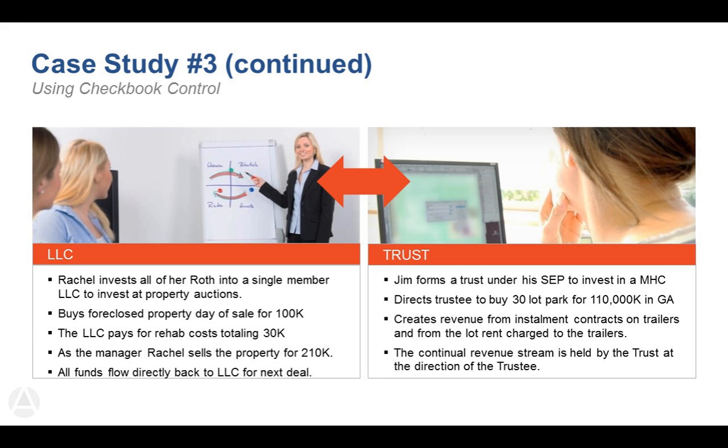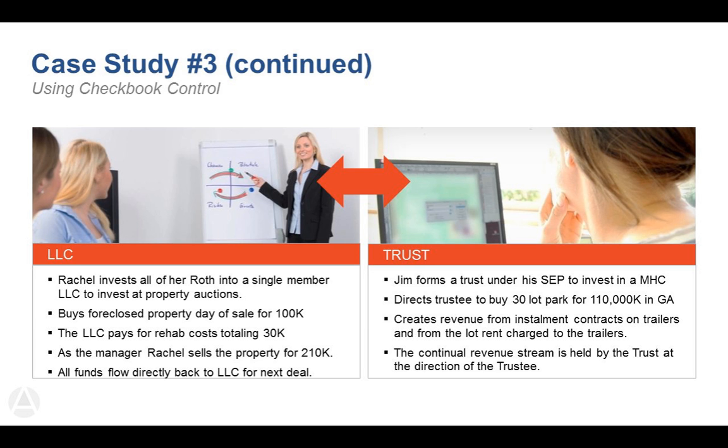So in this instance, Rachel invests all of her Roth IRA into a single member LLC. She forms a new LLC after the account is open. The IRA purchases 100% of the membership in it. She is named as the manager of this manager-managed LLC, and then she moves forward with her investment strategy.